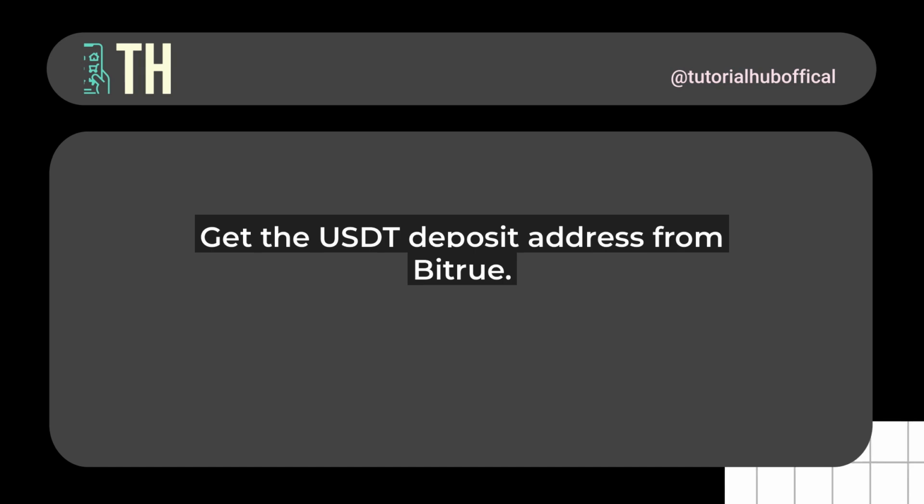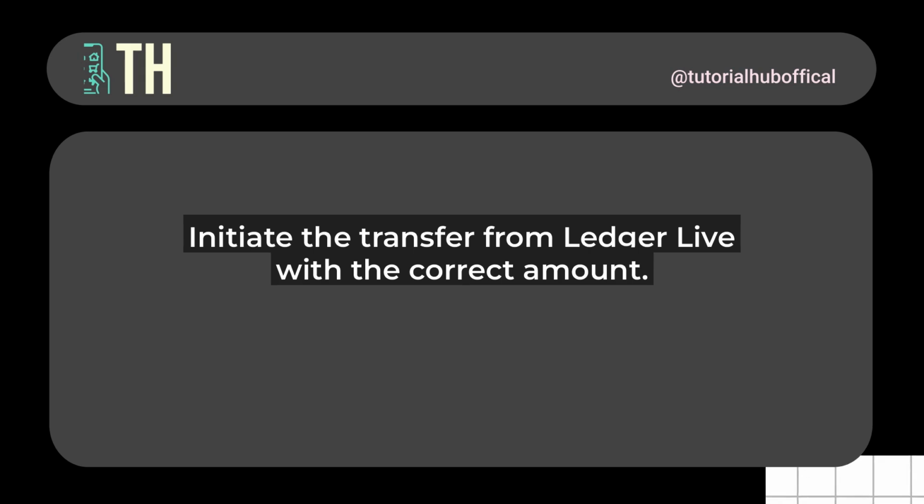Back on Ledger Live, select your USDT balance and choose the option to send. Paste the Bitrue deposit address into the recipient field. Enter the amount of USDT you want to transfer, but don't forget to leave enough for network fees. Review the transaction details on your Ledger screen and confirm it by pressing the buttons on the device.